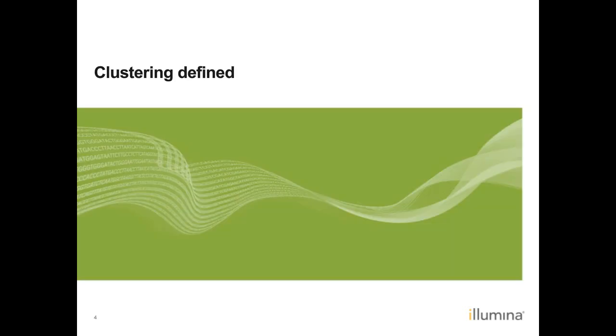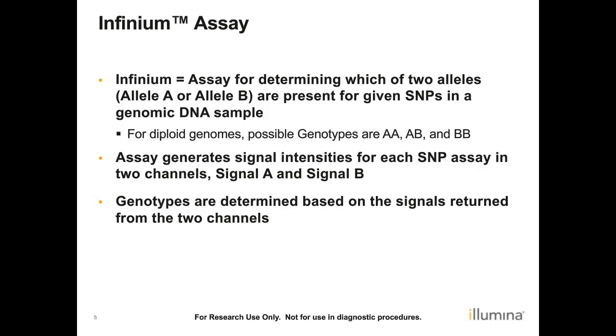What is clustering? In order to understand this, you have to understand the Infinium assay. The Infinium assay is used for determining which of two alleles, allele A or allele B, are present for a given SNP in a genomic DNA sample. The assay generates signal intensities for each SNP assay in two channels, signal A and signal B. Genotypes are determined based on the signals returned from the two channels.